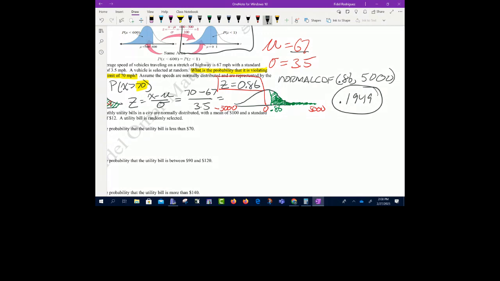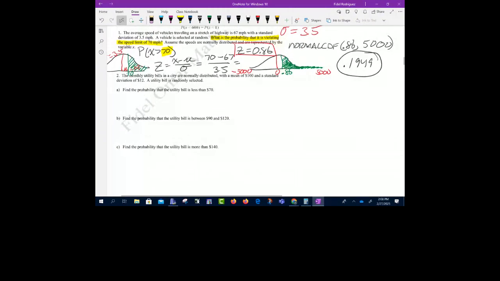Now, let's come back over here and take a look at question number 2. Question number 2 says, the monthly utility bills in a city are normally distributed with a mean of 100 and a standard deviation of 12. So first thing I'm going to do, I'm going to just draw a very simple picture. This is not a Picasso by any means, okay? Very simple picture. Look what they tell me the mean was. The mean was 100. So right here, my mean is 100. And my standard deviation, right about here, my sigma is a 12, okay?